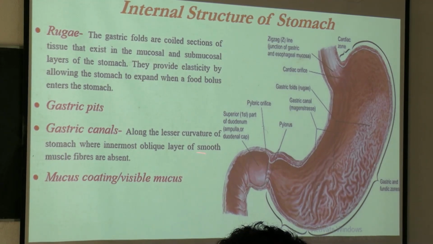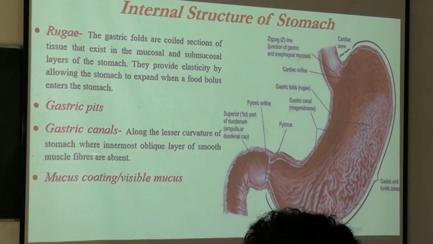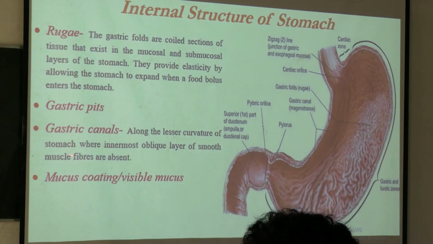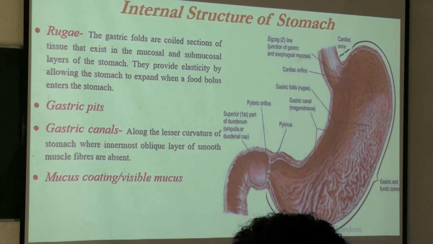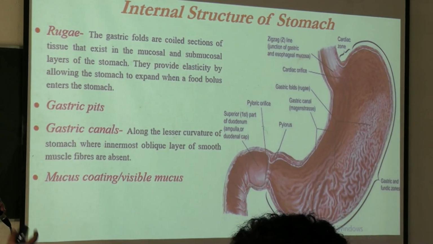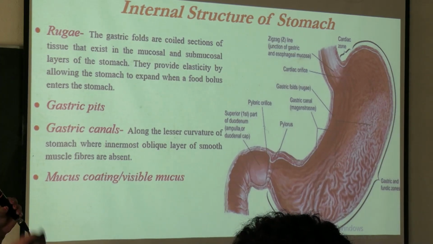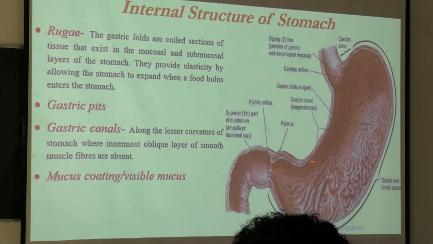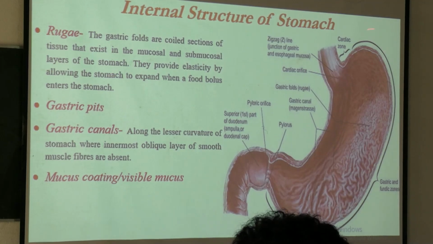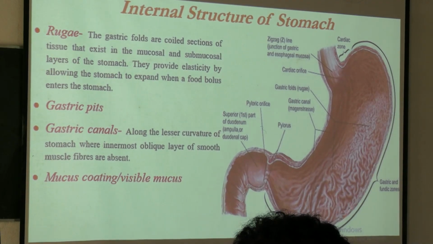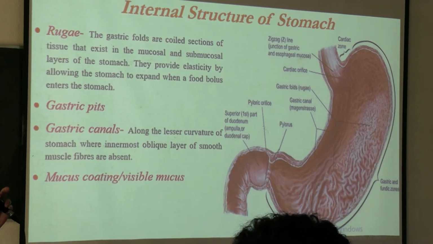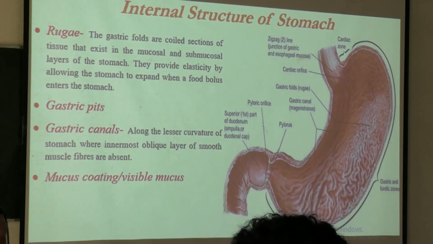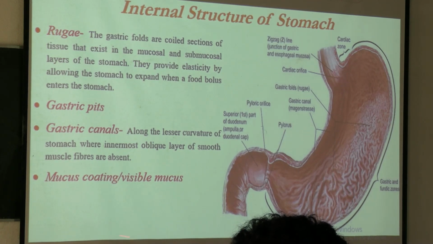Gastric canals are along the lesser curvature of stomach, where the innermost oblique layer of smooth muscle fibers is absent. See, this part is the lesser curvature. This is the greater curvature. Along this lesser curvature, a depression is present, that is known as the gastric canal. Liquid passes directly through this canal into the duodenum. And solid food enters this area, fundus, body, pylorus, and it will be crushed into small pieces and further digested by the gastric juice.